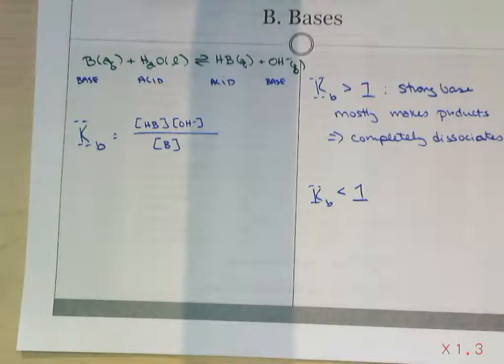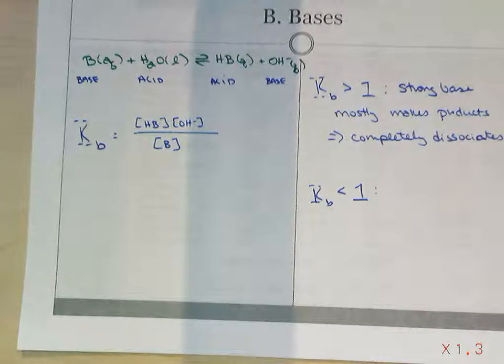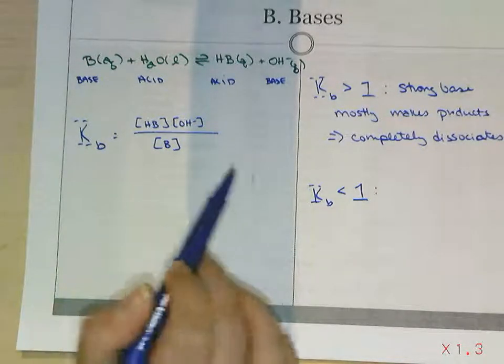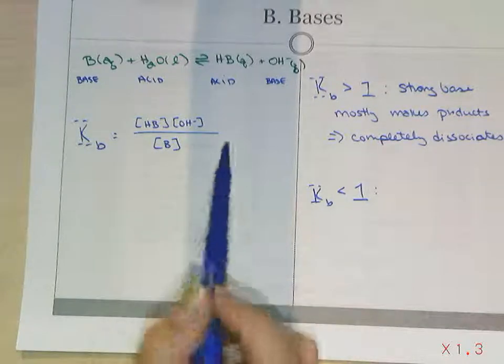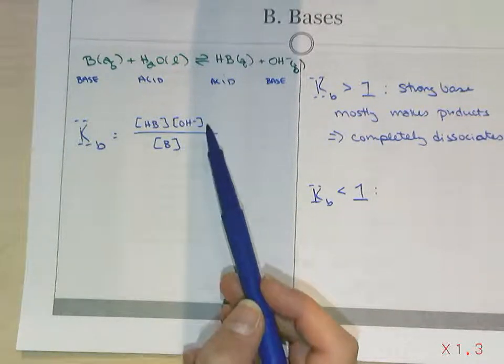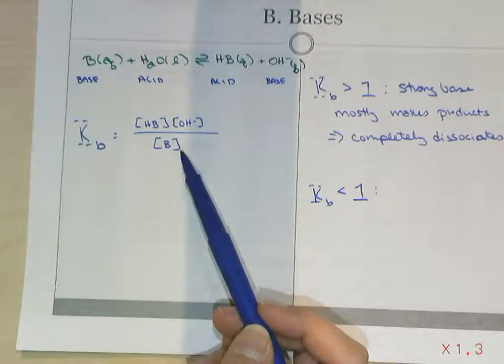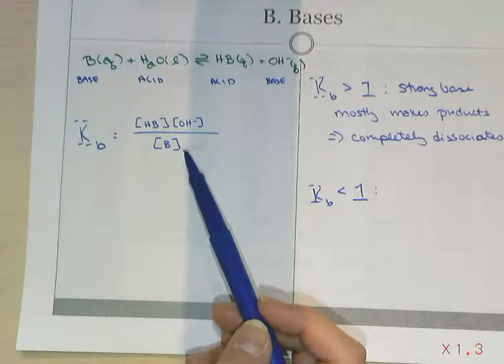All right, so then let's think through the opposite case. If I have an equilibrium constant less than 1, what is the greater component, the numerator or the denominator? Right, the denominator. So if the denominator is the greater component, do I have a strong base or a weak base? I must have a weak base because it didn't dissociate very much.